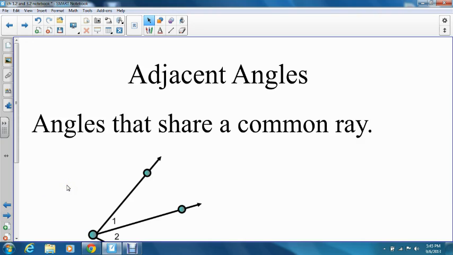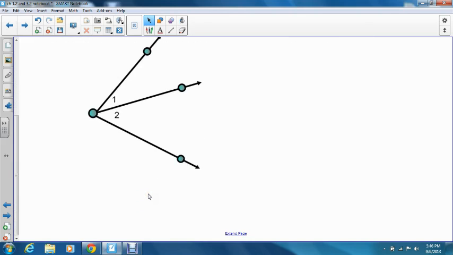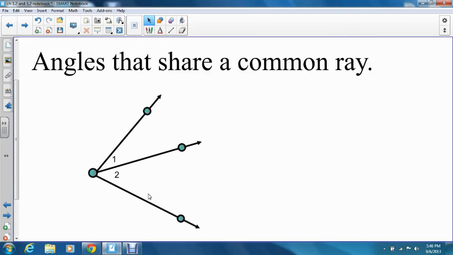All right, another term is adjacent angles. Adjacent angles are angles that share a common ray. Now, this ray here, we don't know that these two angles are congruent, so this ray is not an angle bisector. These two angles are just adjacent, they're next to each other, they have that common ray. We don't really have any special properties with those, we just know that they're next to each other.